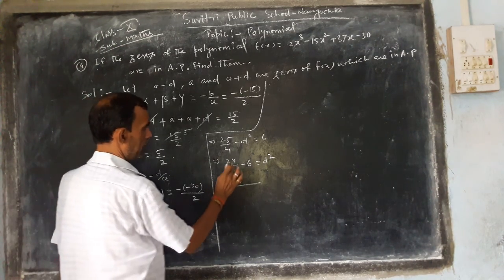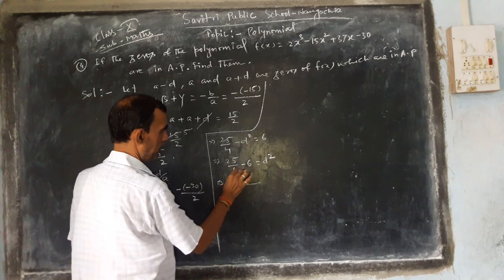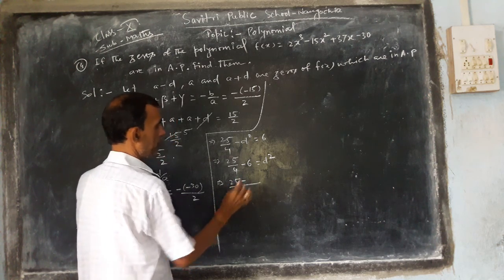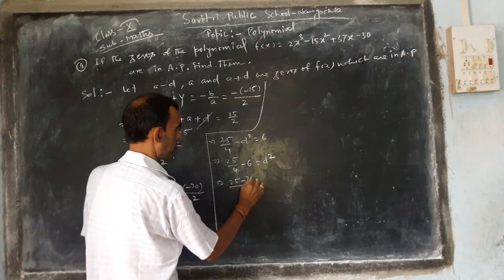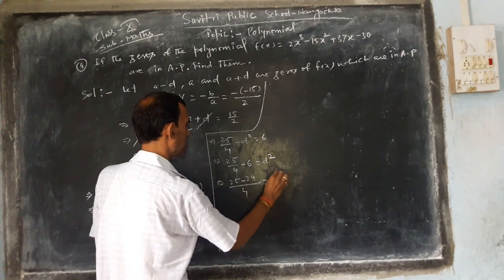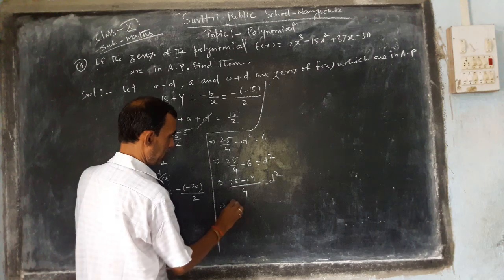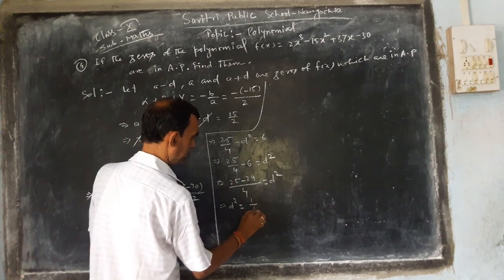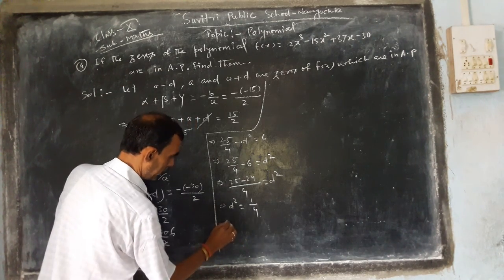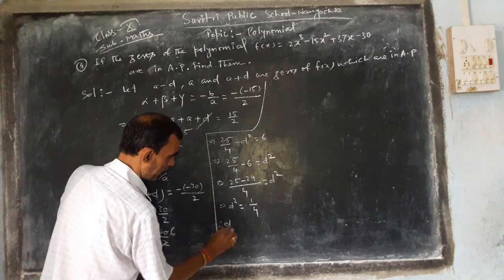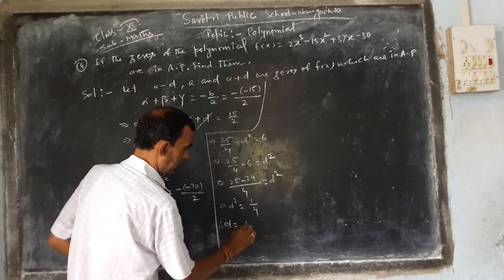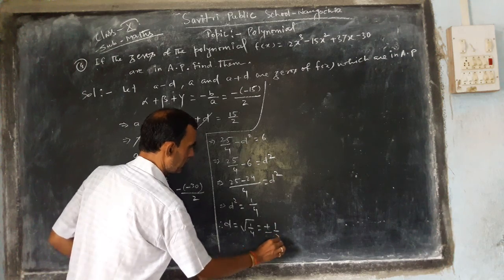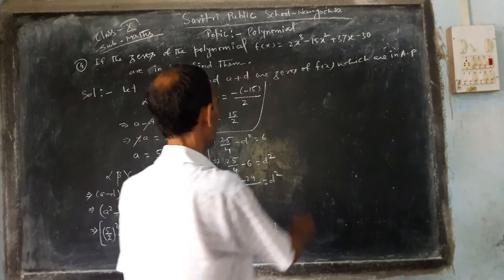Sorry, 25/4 and taking LCM 4, (25 − 24)/4 = d², or d² = 1/4. Then d = √(1/4) = ±1/2.